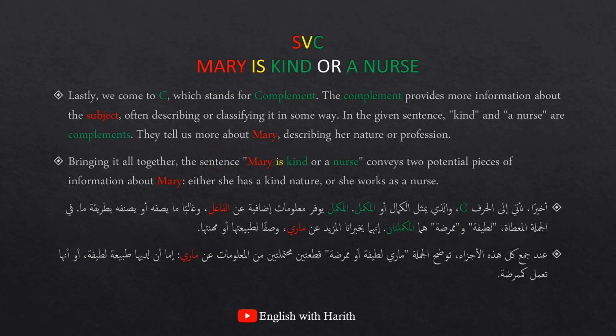Lastly, we come to C, which stands for complement. The complement provides more information about the subject, often describing or classifying it in some way. In the given sentence, "kind" and "a nurse" are complements. They tell us more about Mary, describing her nature or profession. Bringing it all together, the sentence "Mary is kind" or "a nurse" conveys two potential pieces of information about Mary. Either she has a kind nature or she works as a nurse.